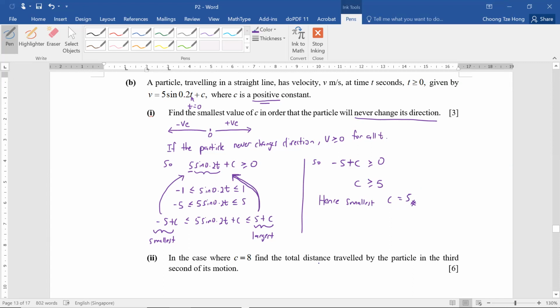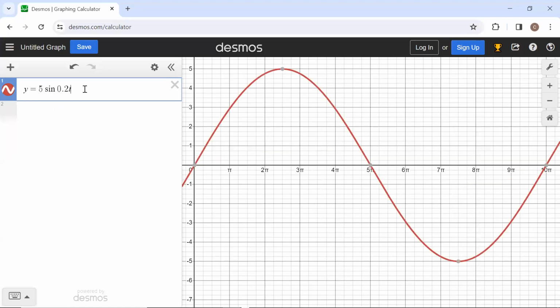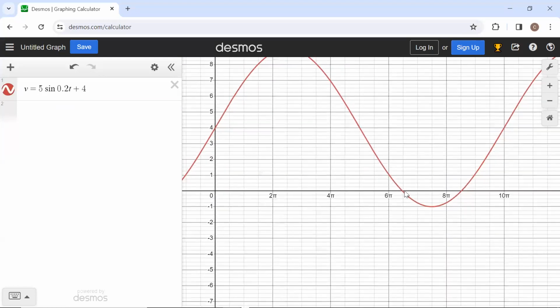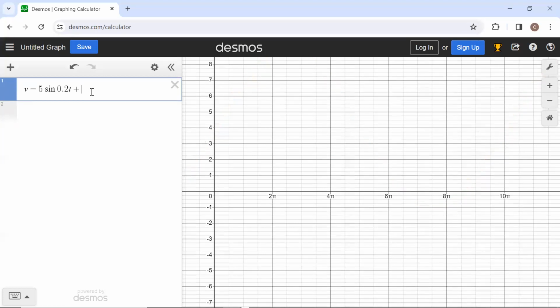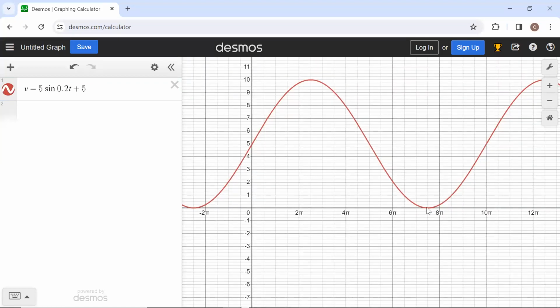So let's go back to decimals. I add the 5 in front, then the amplitude becomes 5. So the plus c, you'll see what happens if we don't put 5, we just put maybe 4. See, if we put 4, there's some part of the velocity, we can actually change it to v, some parts of the velocity is negative. That means the particle changes direction here. So it must be at least 5. So 5 is always positive. At this point is 0, that means the particle stops for a while, then continues to move in the positive direction, right?